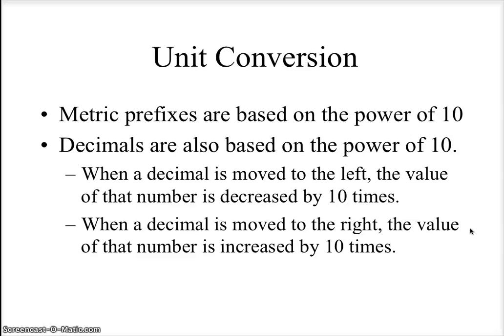Since the metric prefixes are based on the powers of 10, and the decimal system is also based on the powers of 10, we essentially would like to use decimal values so that we are able to move the decimal point to the left or to the right to increase or decrease the value by a factor of 10, which is basically what we mean by the powers of 10 for the metric prefixes. So in order to convert our units in metrics, we simply have to move the decimal point to the left or to the right. Now the trick is to know which way to move the decimal. That's where our practice has to come in.